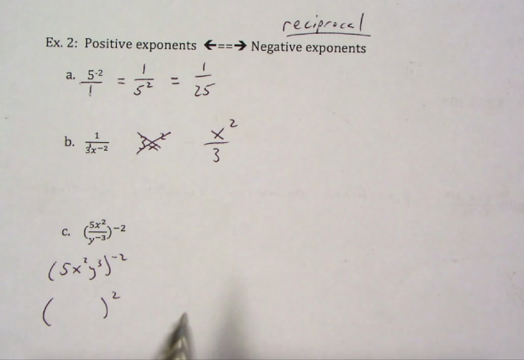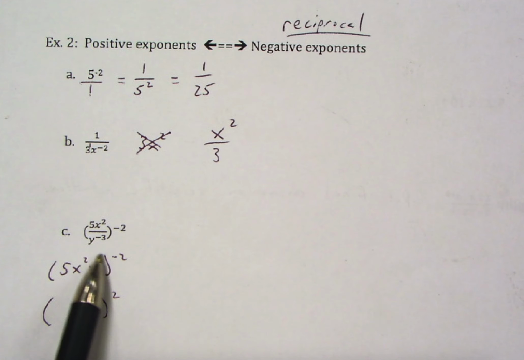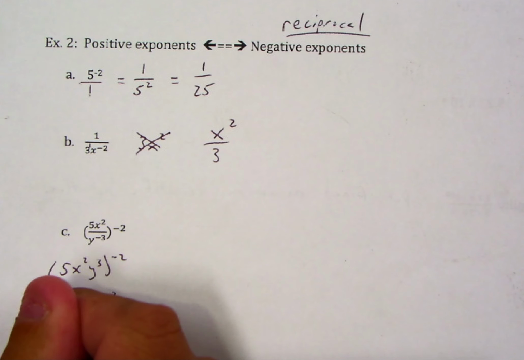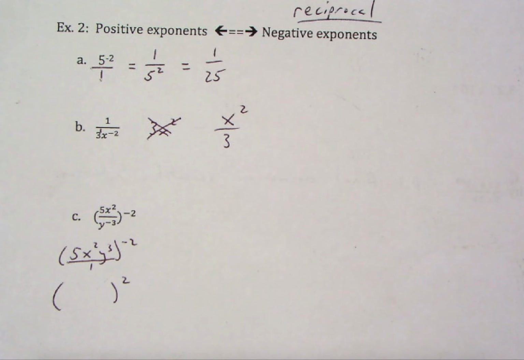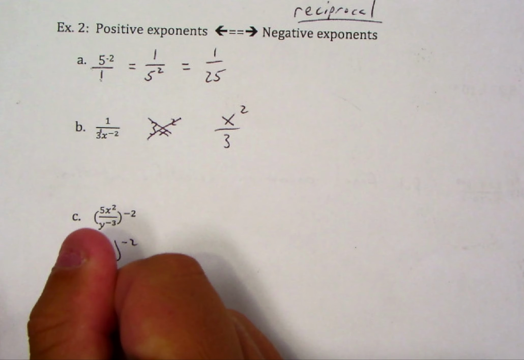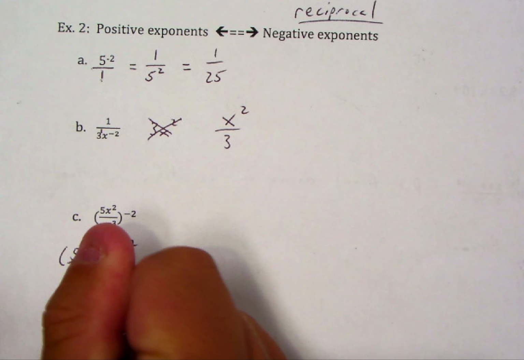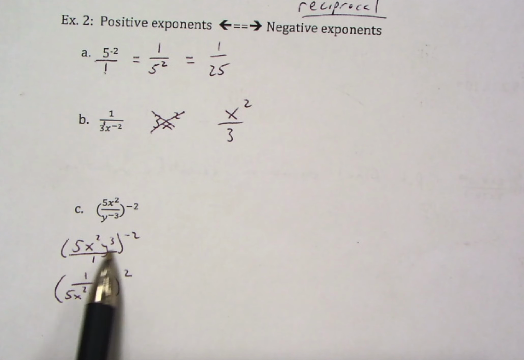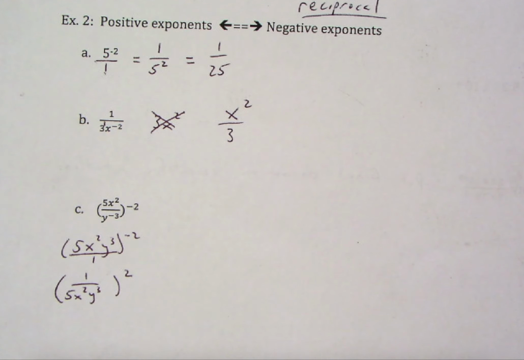You're allowed to make the exponent positive on the outside. What you do is take the reciprocal of what's on the inside. That means flip the fraction. And again, this is a fraction. It's over 1. We're going to flip it and make it 1 over 5x squared y cubed. So anytime you want to make that outside exponent positive, take the reciprocal of what's on the inside.